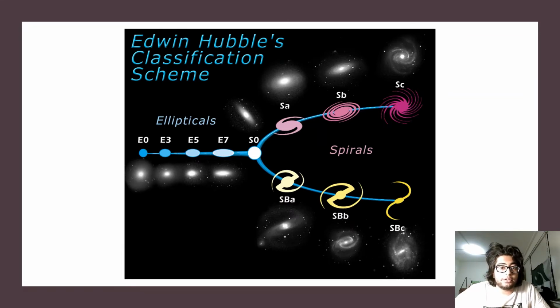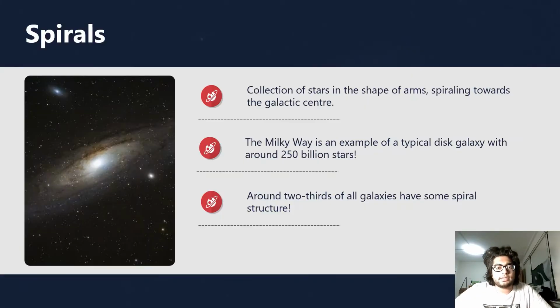Here's Edwin Hubble's classic tuning fork diagram, where galaxies are divided into ellipticals and spirals of different kinds, with bars and no bars present. Spiral galaxies are a kind of disk galaxy with these spiral structures made up of baryonic matter winding around the center of the galaxy and forming the shape of an arm. Around two-thirds of all galaxies have some sort of spiral structure, as determined by Galaxy Zoo. Our own galaxy, the Milky Way, is an example of a spiral galaxy with around 250 billion stars, one of which is our Sun.